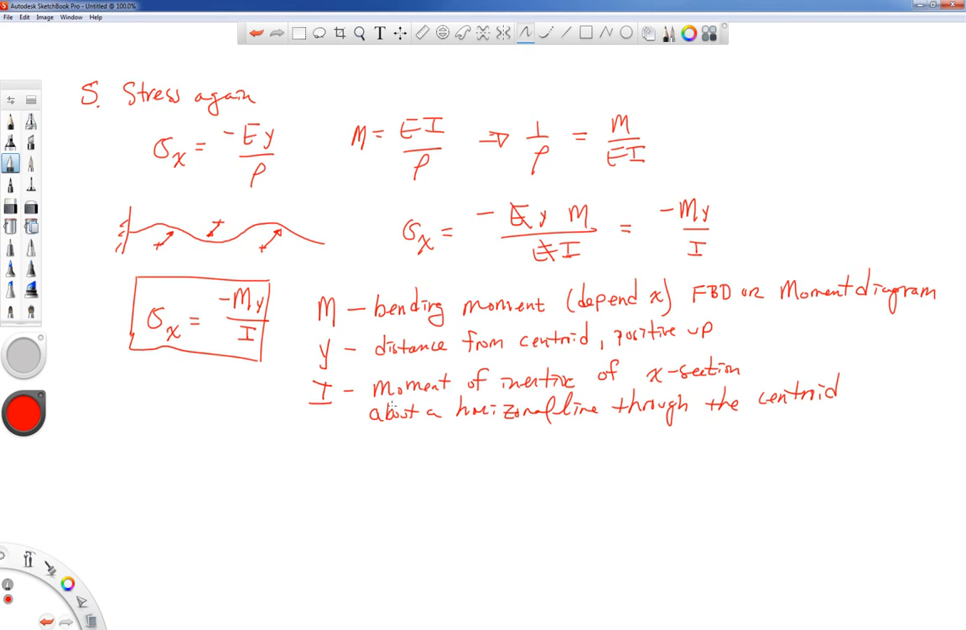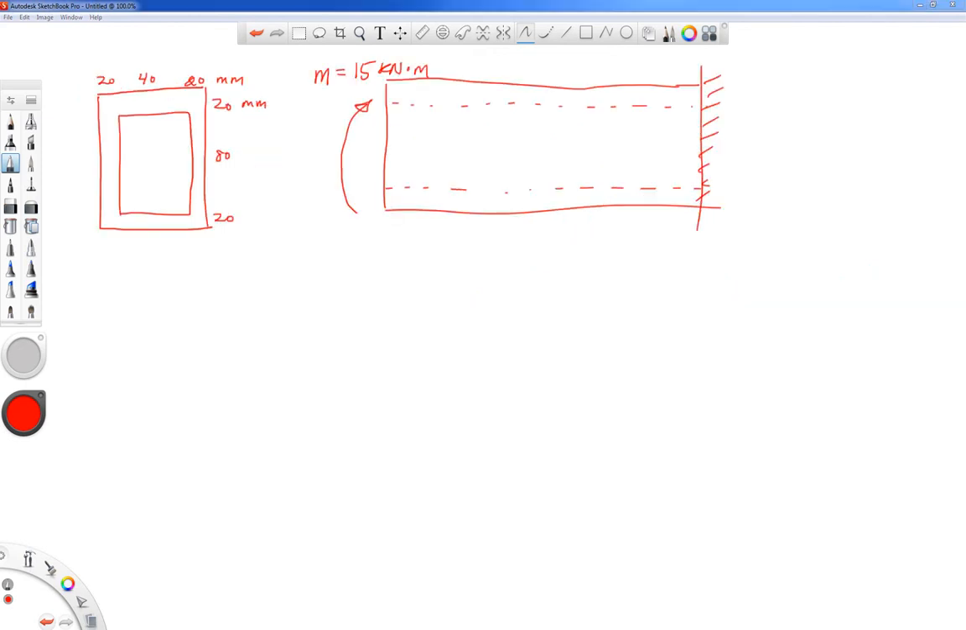All right, let me get set up for an example, and we'll go through that. Okay, so we're going to apply our formula sigma is equal to minus My over I. And we're actually going to see that there's two ways to apply this formula. One is if you keep track of the sign of everything very carefully and put that into that equation. The other is if we compute the magnitude of the stress and look at a free body diagram to determine the sign of the stress. And the sign of the stress is still important.